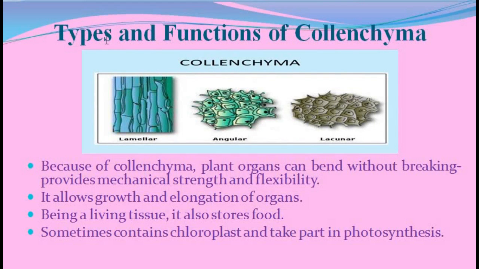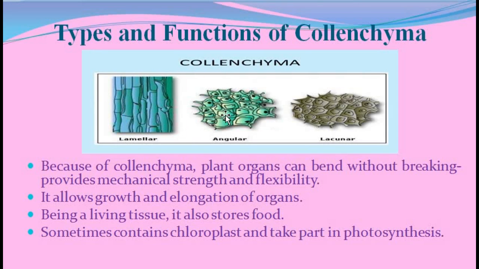Then coming to the types of collenchyma. Based on the thickening pattern, the collenchyma cells are of three types: lamellar collenchyma, angular collenchyma and lacunar collenchyma. In lamellar collenchyma, the thickening of pectin and cellulose is at the tangential wall, at the lamella. Lamella thickening is observed here.